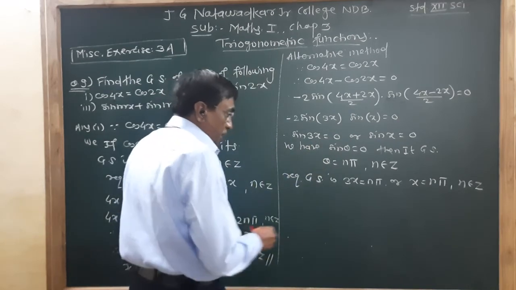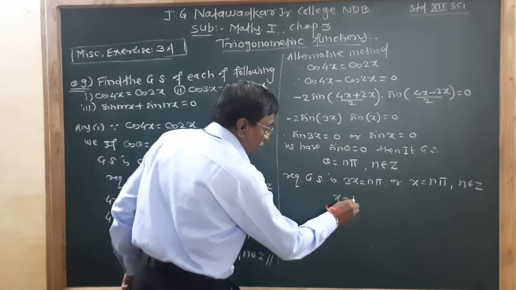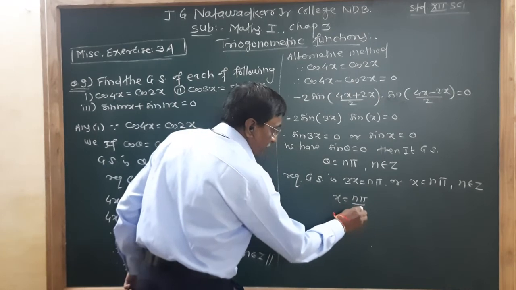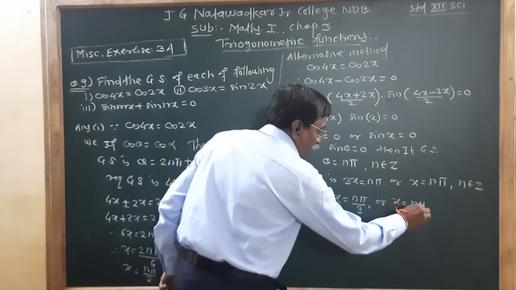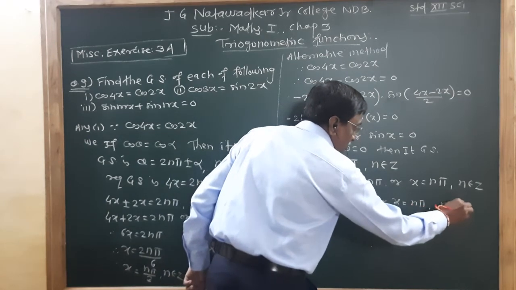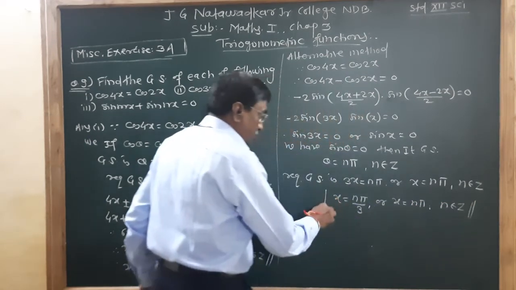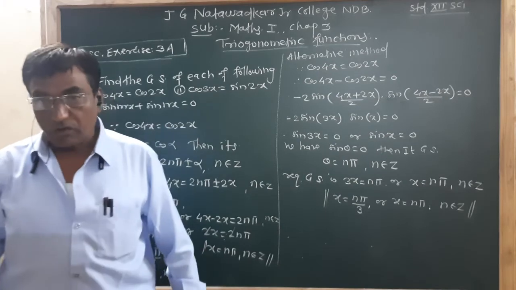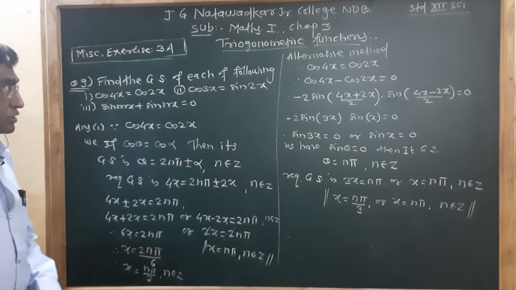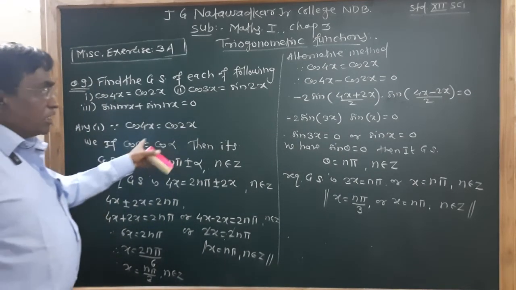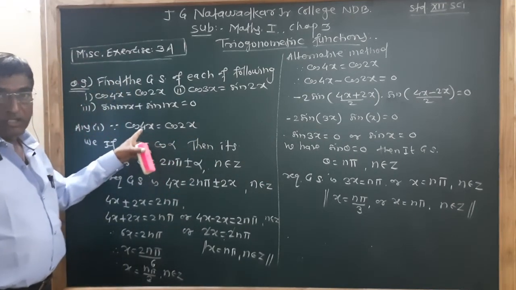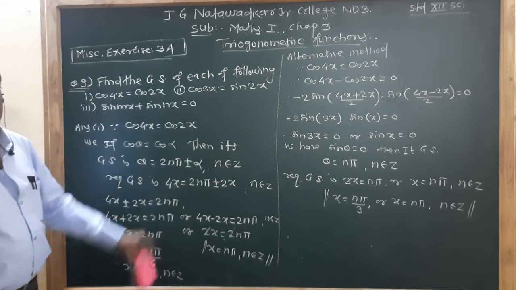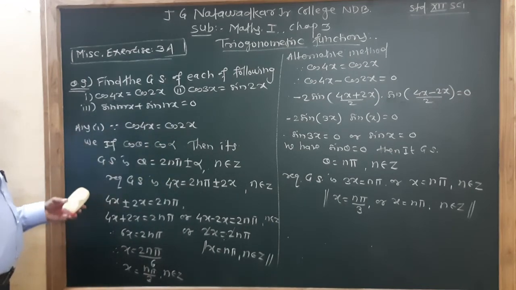And therefore simplify, that is x is equal to n pi upon 3 or x is equal to n pi, as n belongs to Z, and this is the required general solution for the given equation cos 4x is equal to cos 2x. Okay, understood that this method is directly for comparing with cos theta is equal to cos alpha, and here only by simplifying or by using the formula cos C minus cos D.